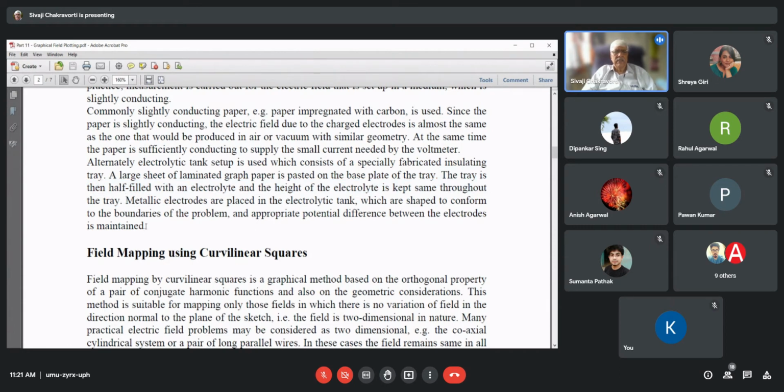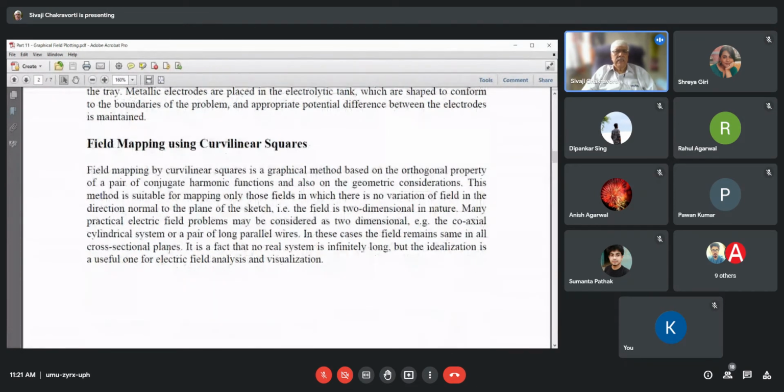Let me tell you that even today, if we do it in a laboratory, it is quite interesting for the students. Although, if you ask me for a real life problem, you cannot use it. But as a method for understanding the basics of electric field, this is quite an interesting method.